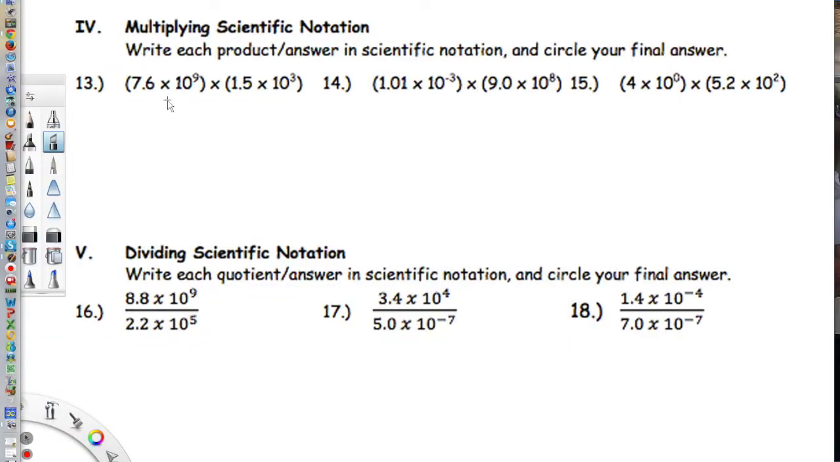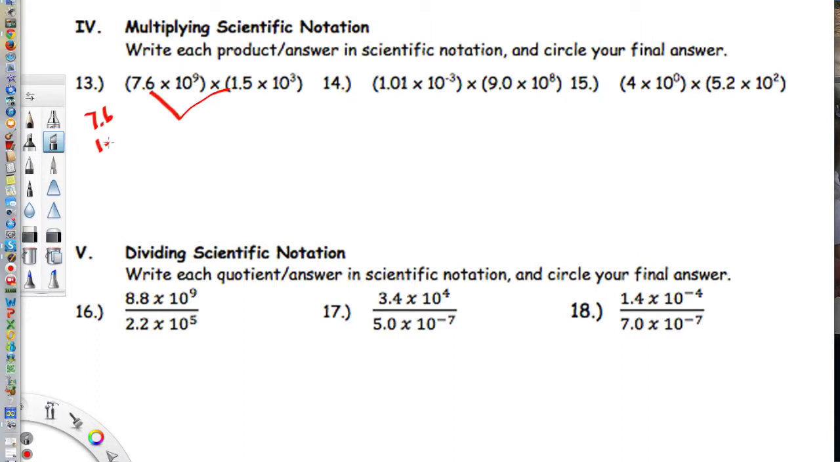Let's look at part 4, multiplying scientific notation. When we multiply in scientific notation, we simply multiply like terms. So if I have 7.6 times 10 to the ninth power times 1.5 times 10 to the third power, I'd first start out by just multiplying coefficients.